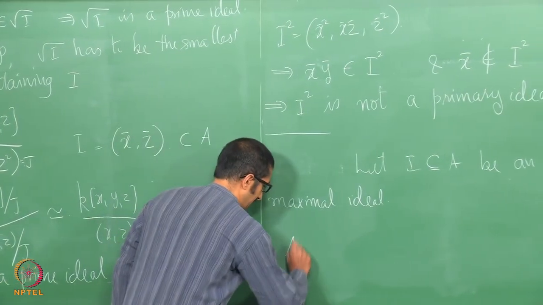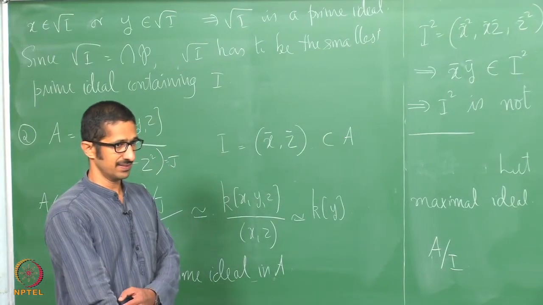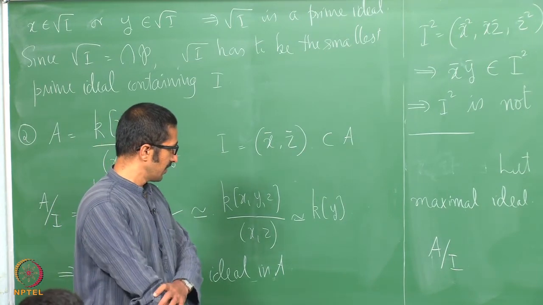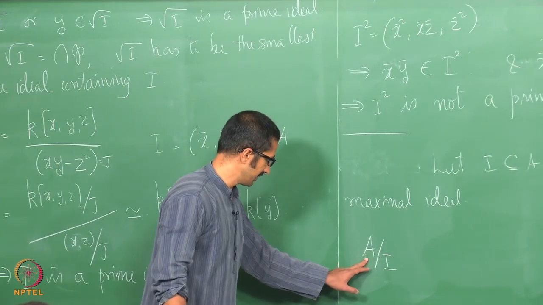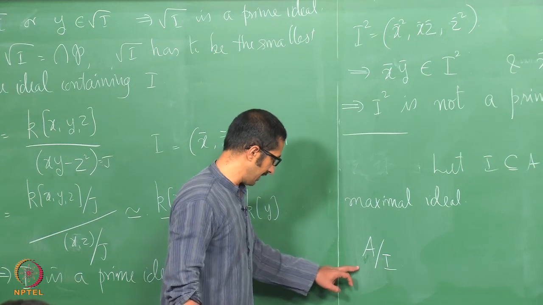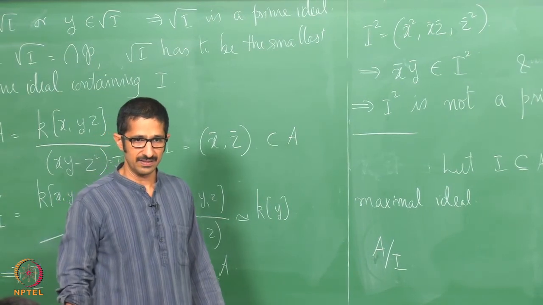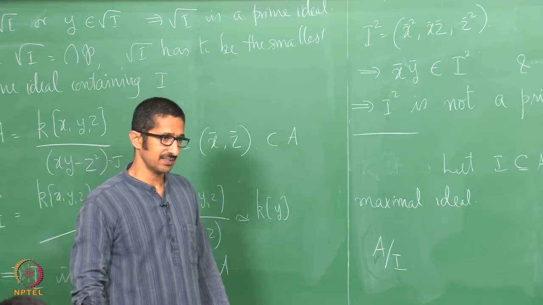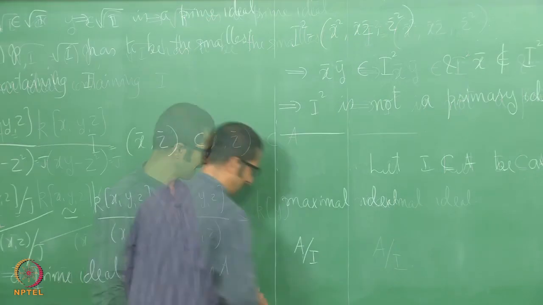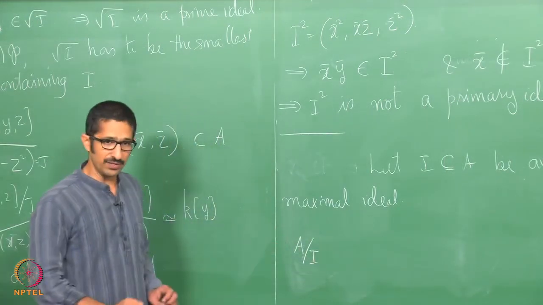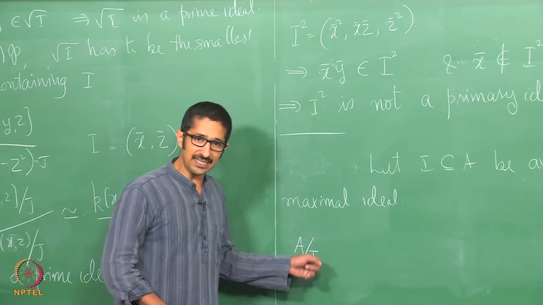Let us look at A mod I. What are the ideals of A mod I? Ideals containing I, J mod I, where J is an ideal containing I. What are the prime ideals of A mod I? Prime ideals of A containing I.